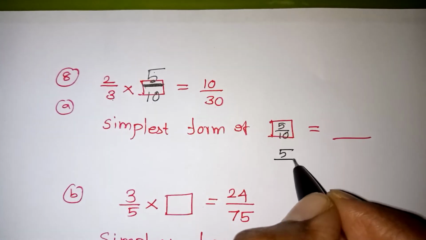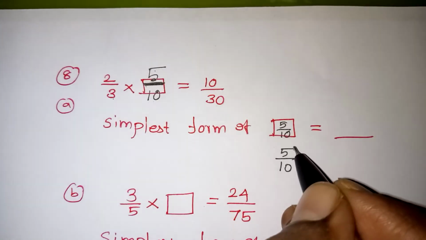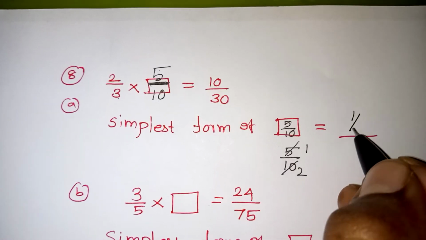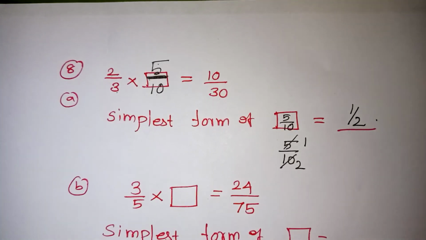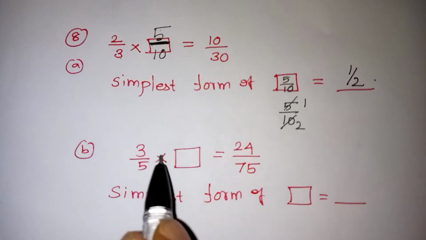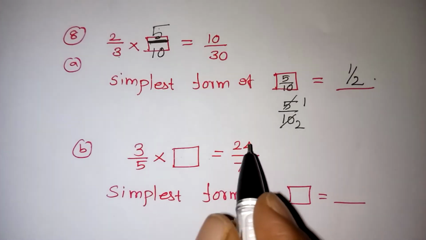5 and 10 both will come in which table? 5 table. 5 1s are 5, 5 2s are 10. So the simplest form of this box is 1/2. That is your solution. Very easy one. Let's move on to the last problem now. 3 into what number will give you 24, they are asking.